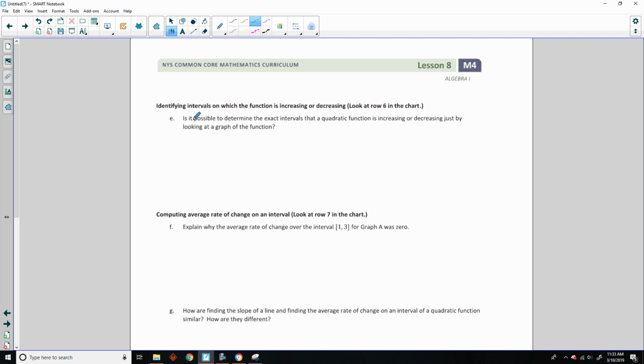It says, is it possible to determine the exact intervals that the quadratic function is increasing or decreasing just by looking at the graphs of the functions? And the answer is yes, if we have the vertex as well.